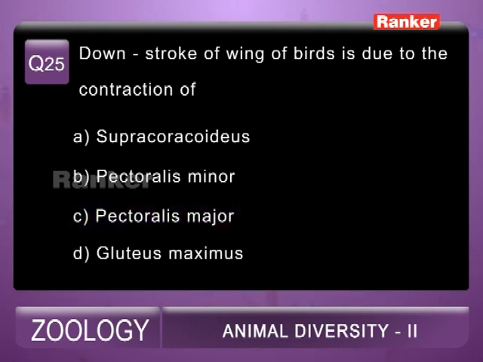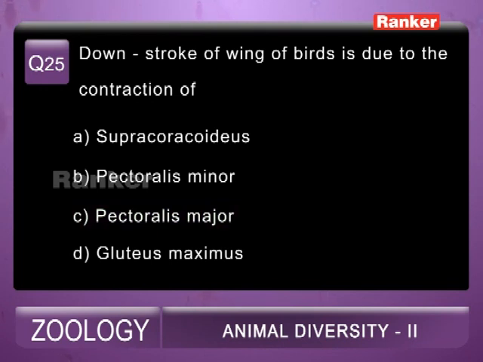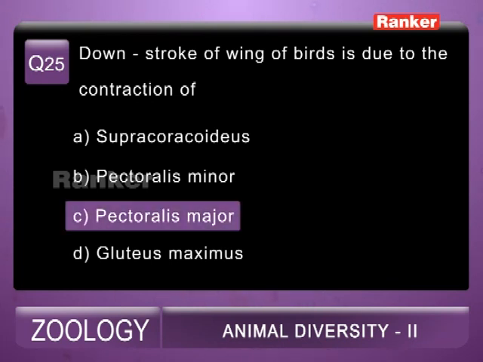Downward stroke of wing is brought about by the contraction of pectoralis major that facilitates downward strokes of wings and thereby helps in elevating the body. So 25th question correct answer is C, pectoralis major.